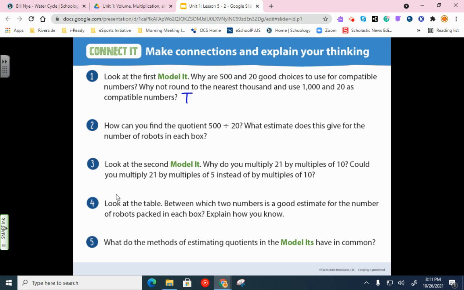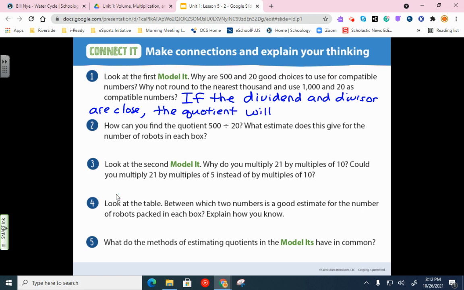If the dividend and divisor are close, the quotient will be too. What I mean by that is if your dividend or your divisor, one of them's way off, your quotient or your educated guess or your rough estimate will be way off too. So be careful with that.